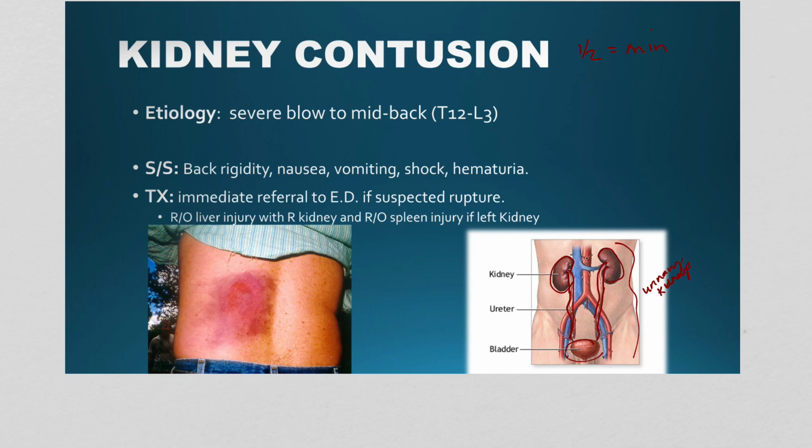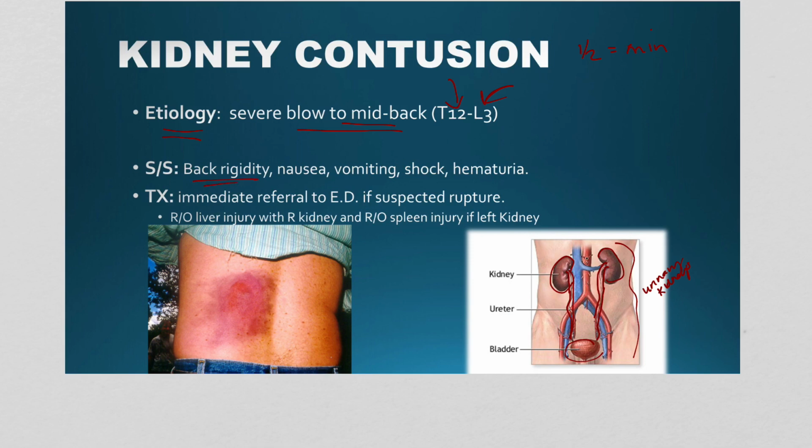But essentially the mechanism of injury is going to be a blow to the mid-back. So we're talking like lower thoracic, upper lumbar spine region. We see this most often in which sport? Yeah, right. So football, rugby, maybe lacrosse if you get a stick there. The signs and symptoms are going to be more posteriorly related than abdominally or anteriorly related.